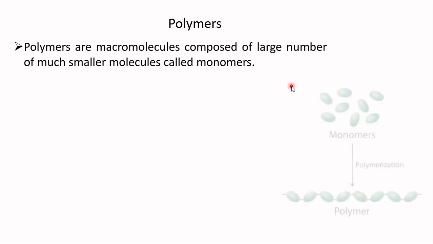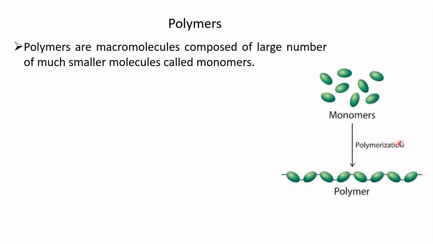represented by this schematic diagram. Here I have taken green beads which represent a smaller molecule called monomers. They combine together to give a very big molecule, a macromolecule, which is called a polymer.